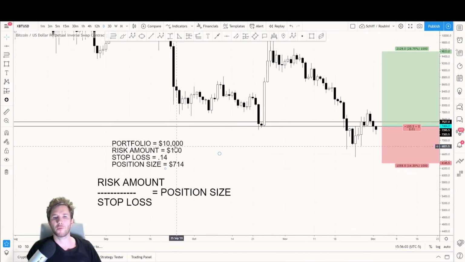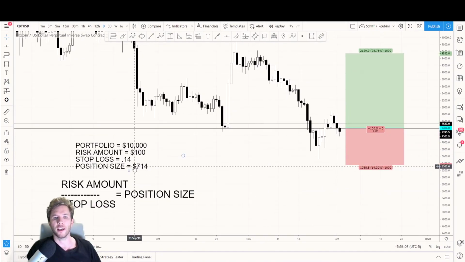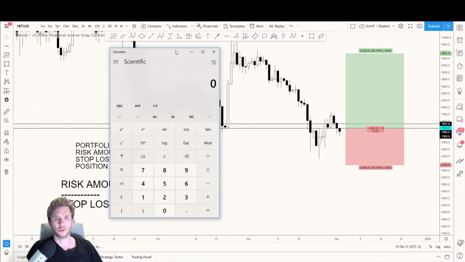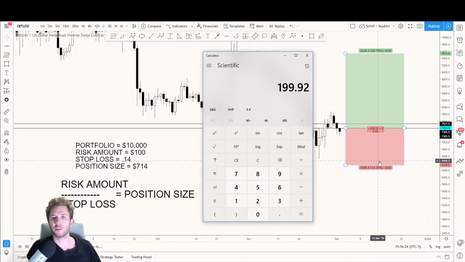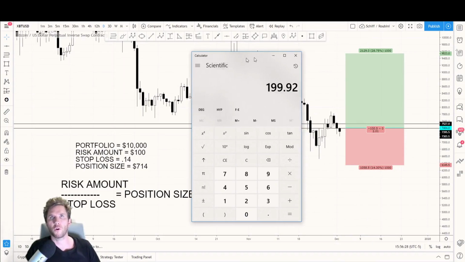So on a $10,000 portfolio, I'm going to use 7% of it, $714, on this trade. And if my trade hits my take profit target, I am going to win $714 times 0.28, about $200. But if the trade hits my stop loss at 14%, I'm going to lose $100. So it's a 2-to-1 risk reward ratio.